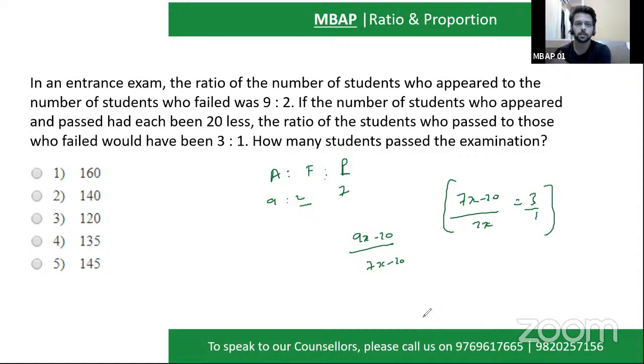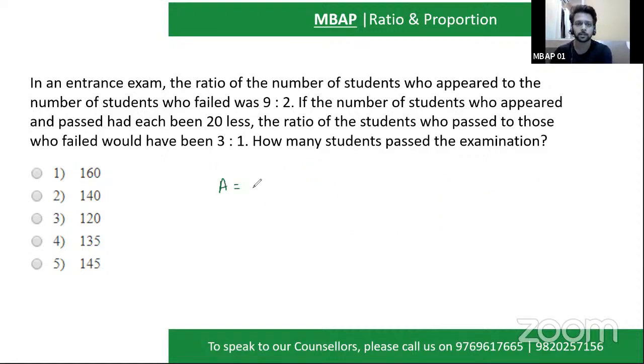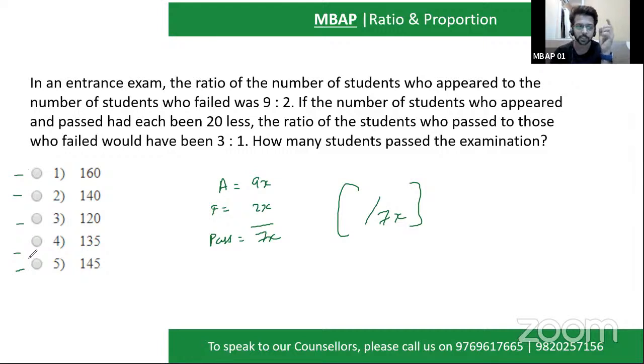Let's see this. If the number of students appeared is 9x, and the number of students failed is 2x, what is the number of students who passed? 9 minus 2, which is 7x, which means whatever may be the value of the number of students passed, the total number of students who passed should be divisible by 7. Just check which of the 5 options will be divisible by 7. There's only one value divisible by 7. Hence, my answer for the given question would be 140.